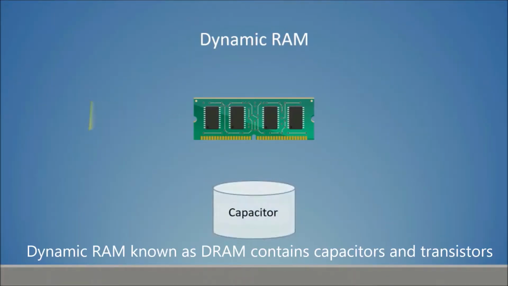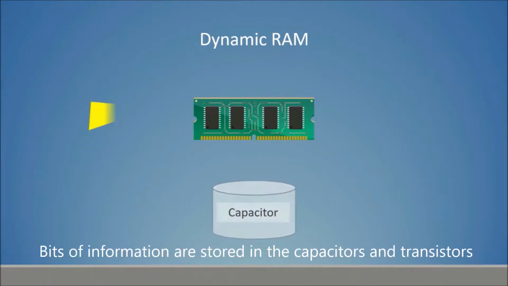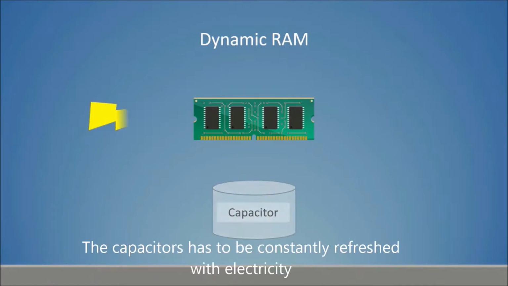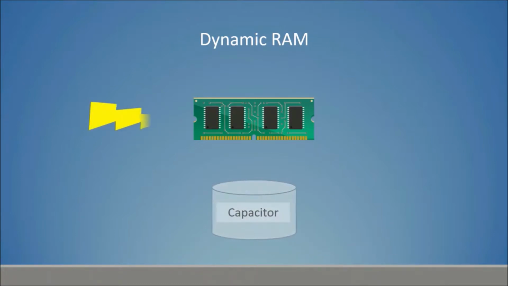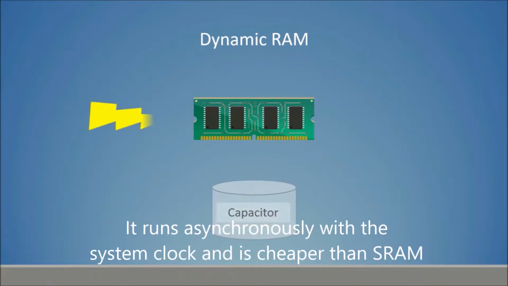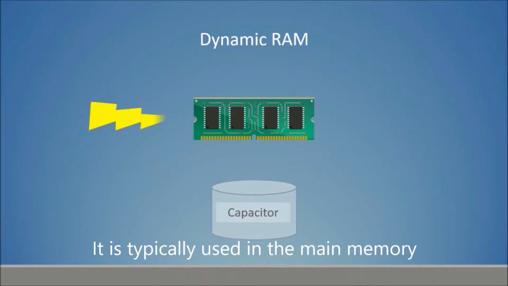Dynamic RAM, which is also known as DRAM, contains capacitors and transistors. Bits of information are stored in the capacitors and transistors. The capacitors have to be constantly refreshed with electricity, otherwise the information they are holding will be gone. It runs asynchronous with the system clock and is cheaper than SRAM. It is typically used in the computer's main memory.